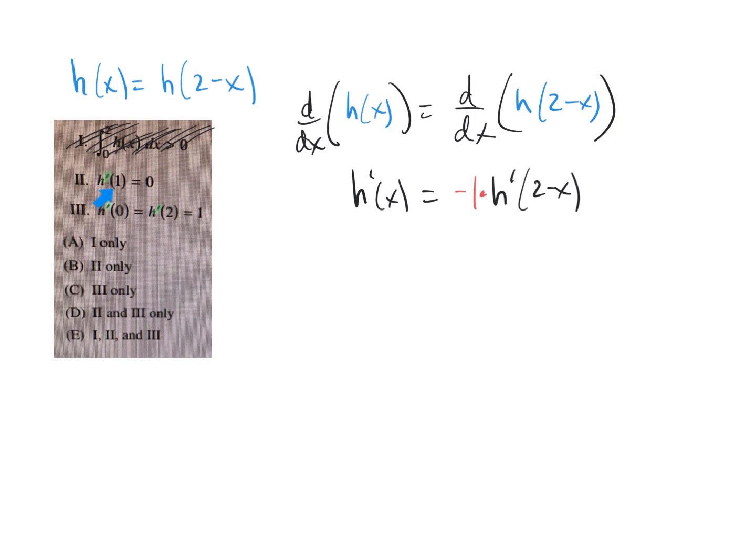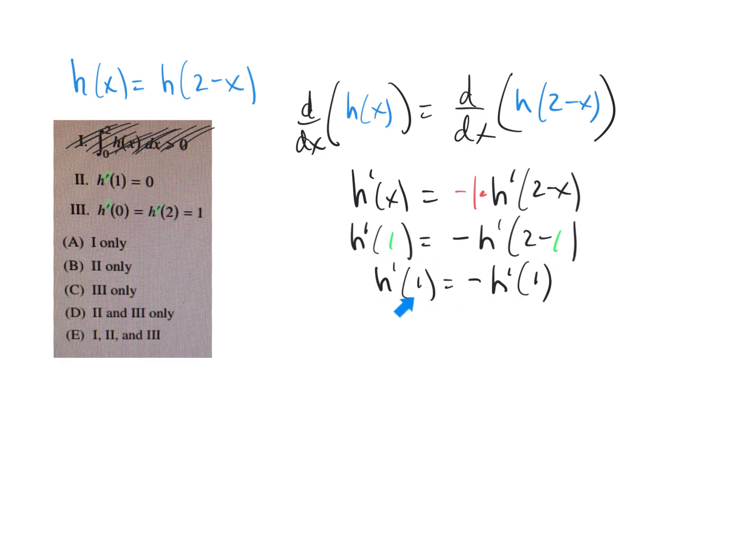All right, for part 2, let's put x equals 1 into our differential equation. Substitute x equals 1 in, and we get h prime of 1 equals the opposite of h prime of 1. This is literally impossible. A value can't be equal to the opposite of itself unless that value is 0. So this must be true. h prime of 1 must be 0 because h prime of 1 must equal the opposite of h prime of 1, which is only possible if it was 0. 2 is true.